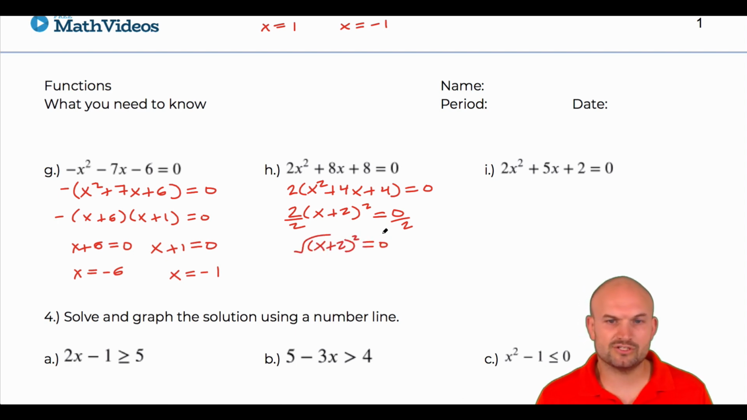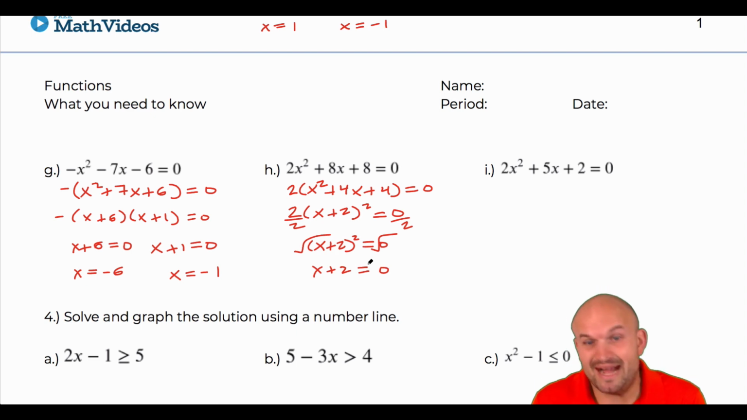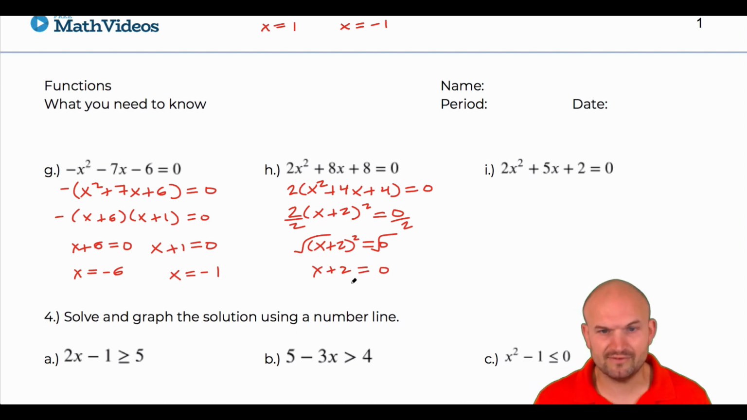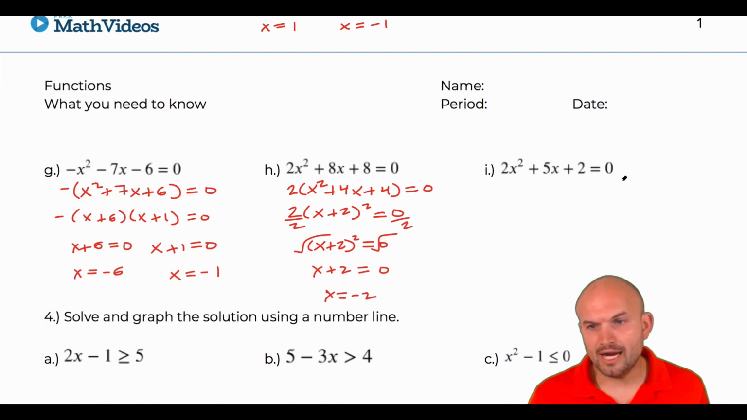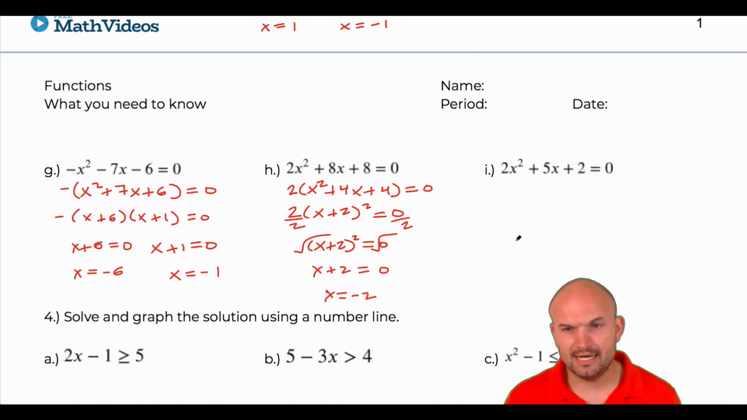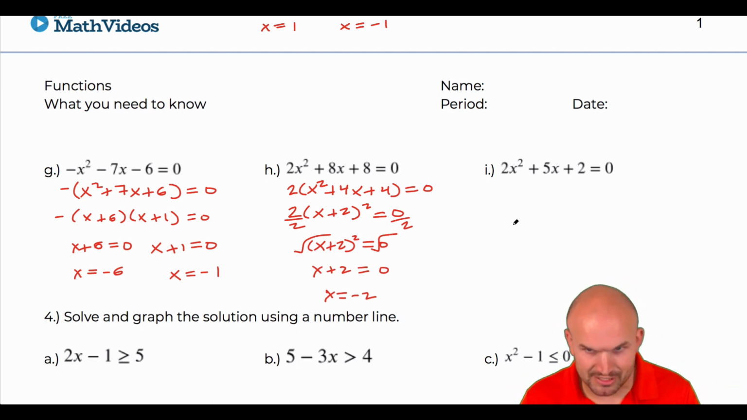And if you were to take the square root of both sides, if you do it this way, again, you just get x plus 2 equals 0. There is no plus and minus of 0 because 0 is not positive or negative. So again, since this is a perfect square trinomial, you can see there's only one solution, x equals -2. All right, so now let's get on to the last one where everything is not divisible by 2.